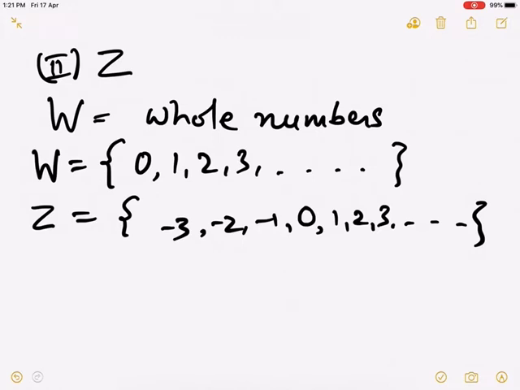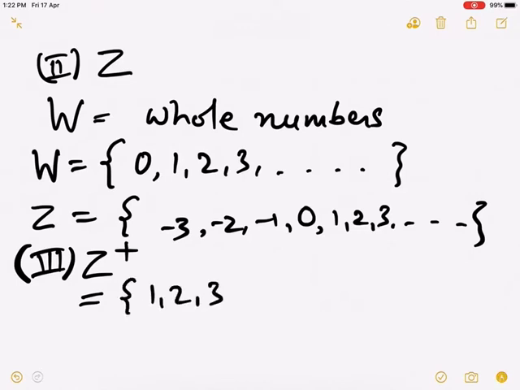Okay, the next which I had asked you was another set Z plus. As the plus is suggesting, Z plus is nothing but the same as natural numbers. We take away all the negative integers and we also take away 0, then we are left with 1, 2, 3 and so on. So Z plus, in other words, is the same as the set of natural numbers. Now let us see the fourth set.